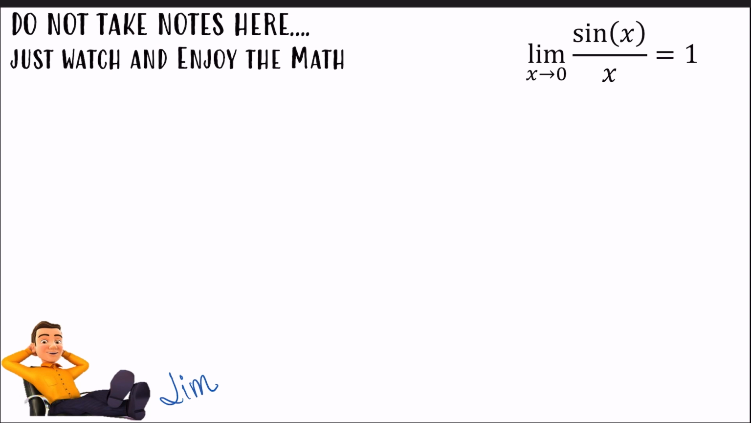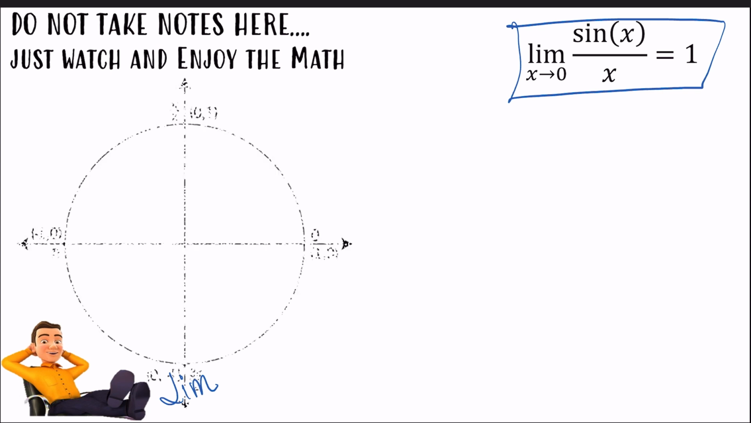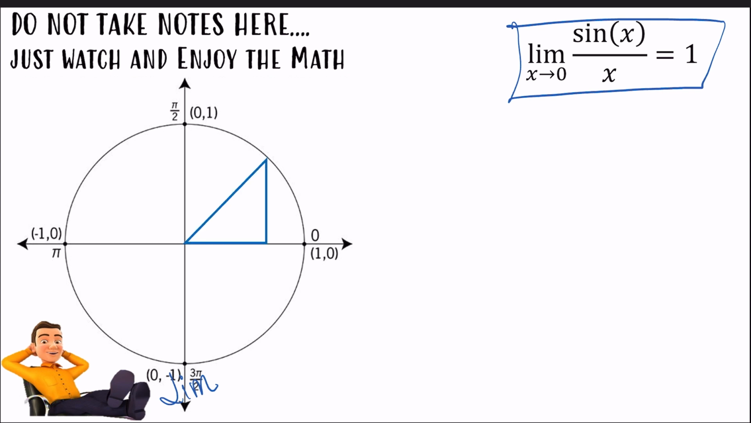What we're going to do now is prove this special limit. The limit as x approaches 0 of sine of x over x equals 1. We're going to start with the unit circle. And on the unit circle, I can create a triangle. I'm going to have a theta here, an angle of x. This is the unit circle, so it has a radius of 1. And I know that the coordinates of this point on the unit circle are cosine x and sine x. So the height of that triangle is sine of x.